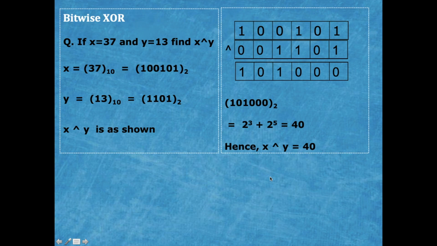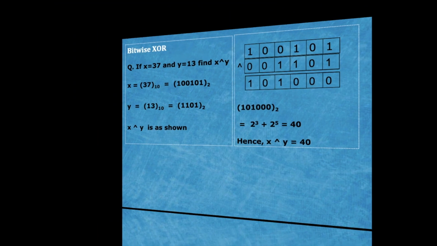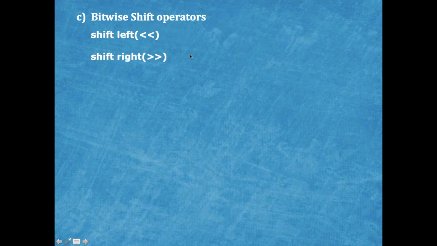So we dealt with 3 bitwise logical operators. Now let's study bitwise shift operators. Slightly more difficult than the others. Under bitwise shift operators, we have a shift left and a shift right operator. Shift left is given by 2 less than symbols and shift right is given by 2 greater than symbols.